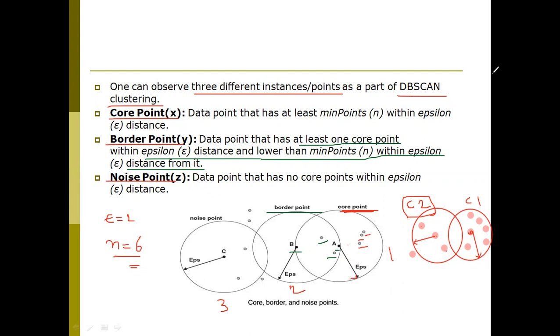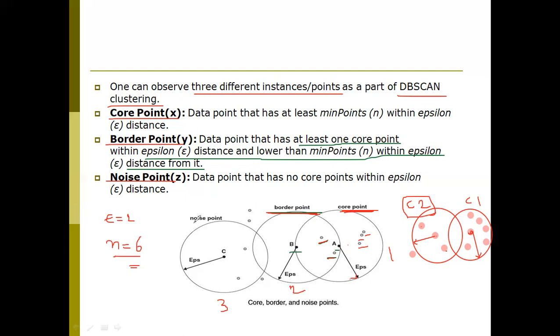If you observe this diagram also, we call this cluster 2 a border point. Why? Because cluster B shares the core points of A, isn't it? This is 1 point, this is 1 point. So that's why we should call this particular cluster a border point, right?